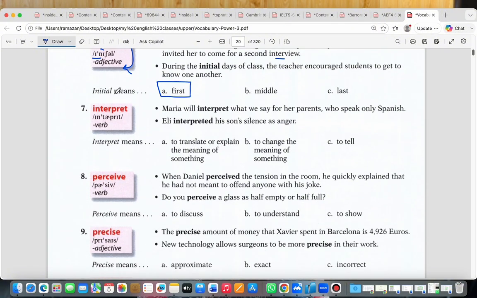Now let's go for the seventh word. It's interpret. Interpret, the second syllable is stressed. It's a verb, means to translate or explain the meaning of something. Okay, so Eli interpreted his son's silence as anger. Interpreted, like perceived, or to translate the message of something.